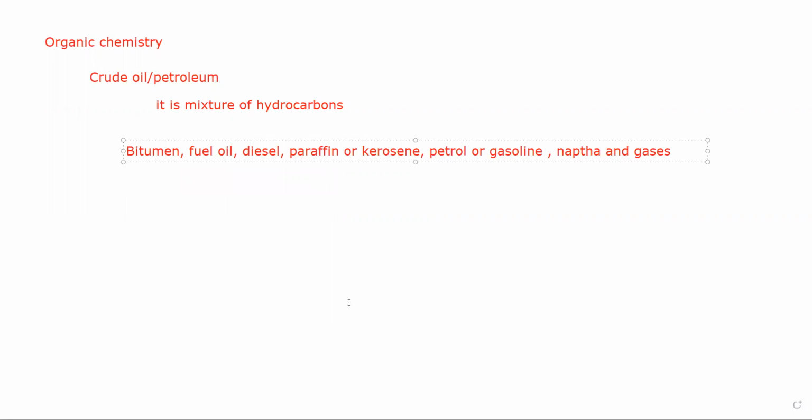So basically, what is a crude oil? Crude oil or a petroleum is a mixture of hydrocarbons. And what are the substances present in a crude oil? It consists of gases, gasoline, naphtha, kerosene, diesel, fuel oil, and bitumen. And all these compounds which I list here are hydrocarbons, means they contain carbon and hydrogen only. But what is the difference between them? The difference is the number of the carbon present.